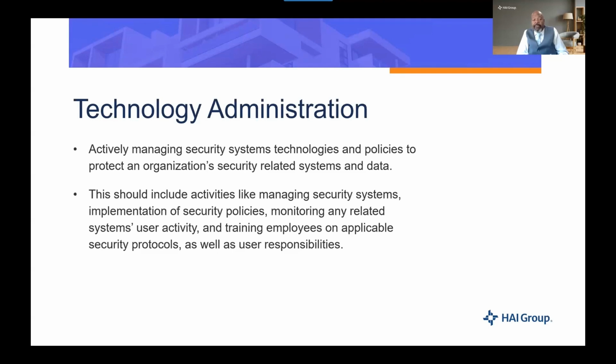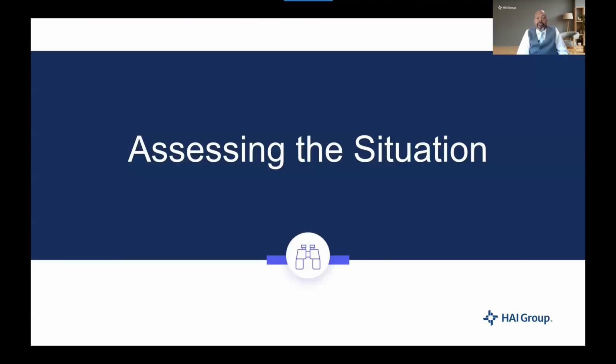Training employees on applicable security protocols, again, train them not to share information, not to share their particular access controls, and what to look for and what to do, as well as all user responsibilities. We want to make sure that there's someone that can give focus to managing the technology that an organization deploys for security purposes. So now we've come to assessing the situation.